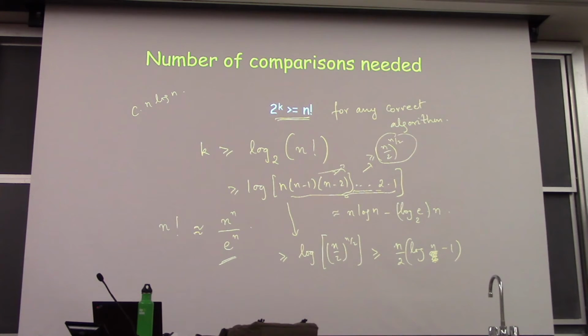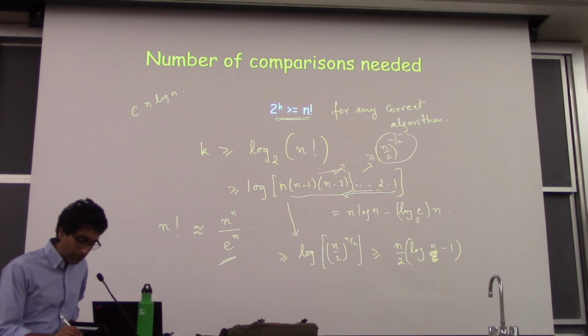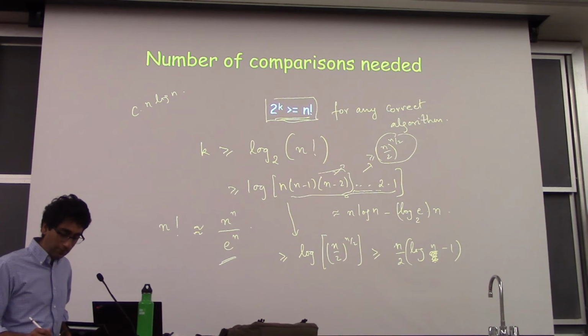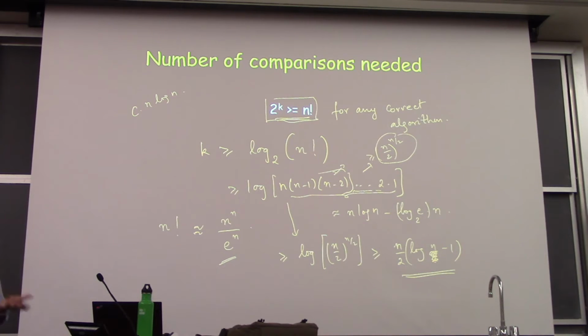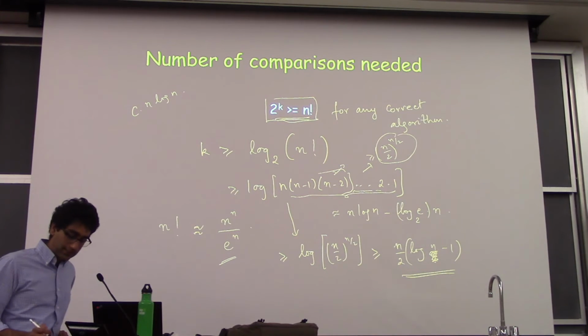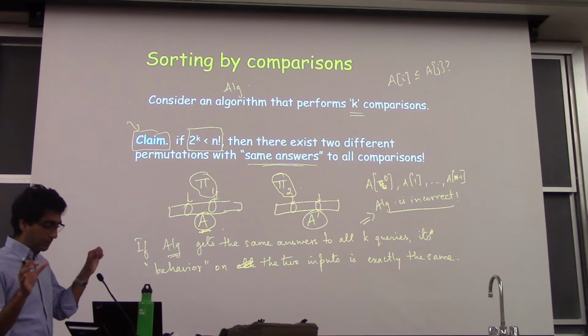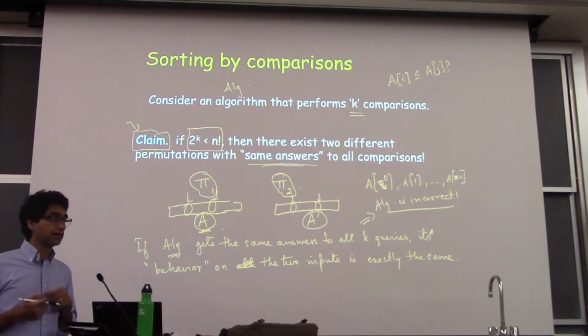Okay, so this is it, right? So what this shows is that the number of comparisons must be at least this number. It shows that if k is smaller than this number, then there exist two different permutations that give the same answers, so the algorithm is necessarily incorrect.